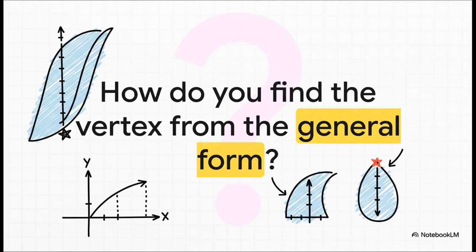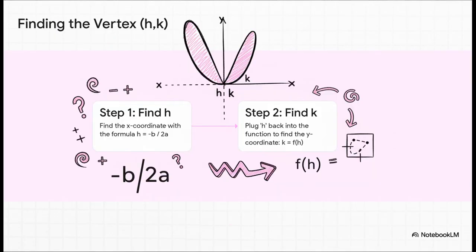Okay, but that vertex control panel is great if you have the equation in that nice form. What happens when you don't? What if you're stuck with the more common general form? How are you supposed to find that all-important maximum or minimum point then? Luckily, there's a fantastic little formula for it. To find the x-coordinate of the vertex, which is h, you just calculate negative b divided by 2a. Super simple. Once you have that number, you just plug it back into the function to find its partner, the y-coordinate, k. That's all there is to it.